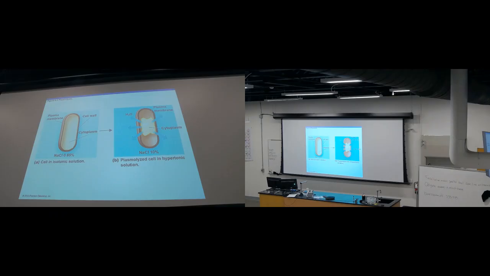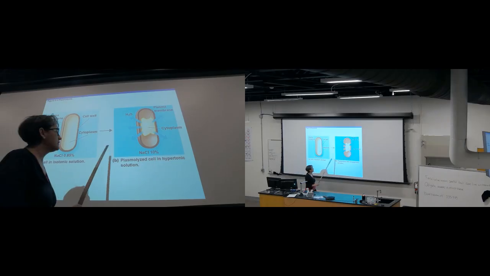Okay, so here is the concept of plasmolysis. An isotonic solution of saline solution has 0.85% of sodium chloride, and of course the rest will be water, like 99.15% will be water. In this case, water can move in and out of the cells, but the cell doesn't gain any volume.